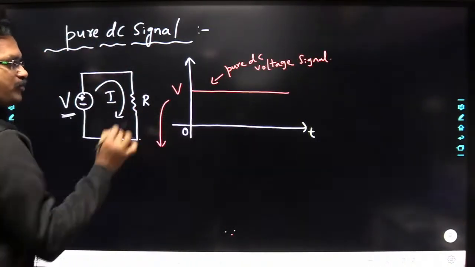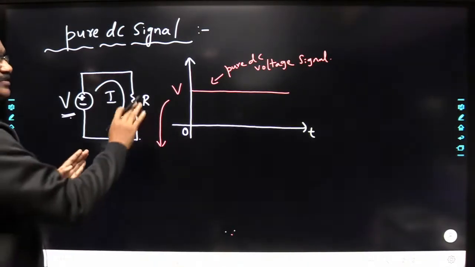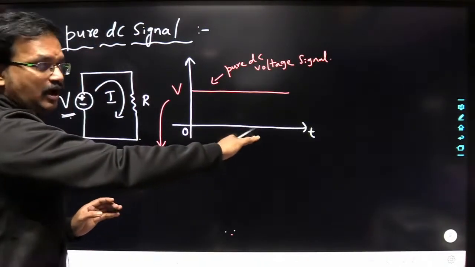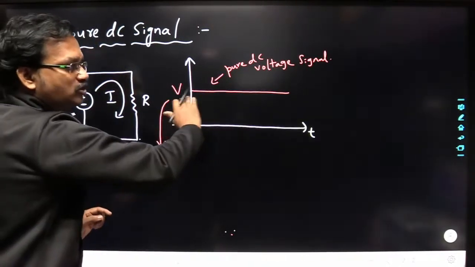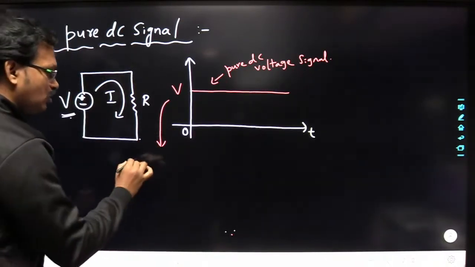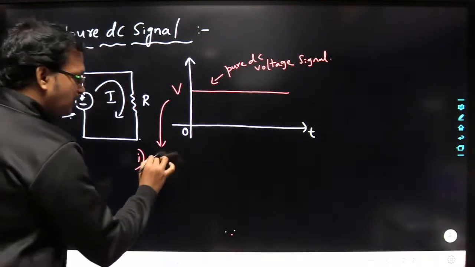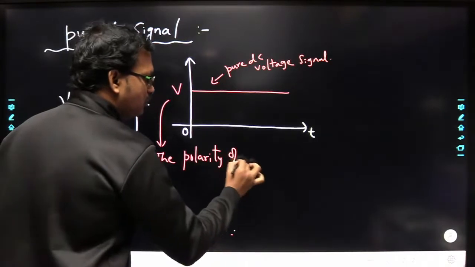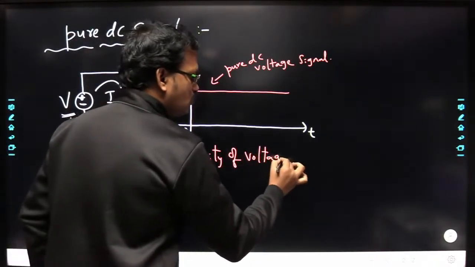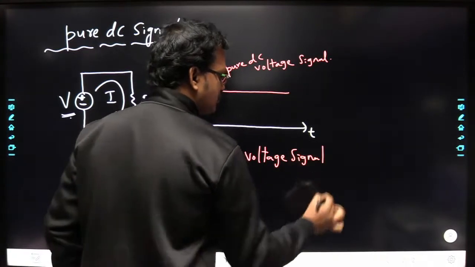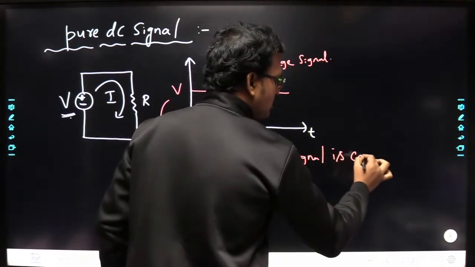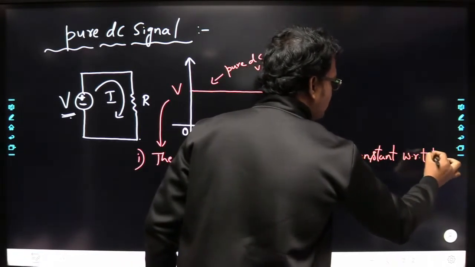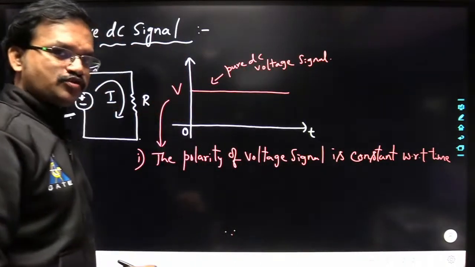So what is the property of a pure DC voltage signal? One is that it is not going to change its polarity throughout the whole time, and it is going to be constant with respect to time. Yes or no? So the first point is that the polarity of the voltage signal is constant with respect to time. That means the polarity is not going to change with respect to time.